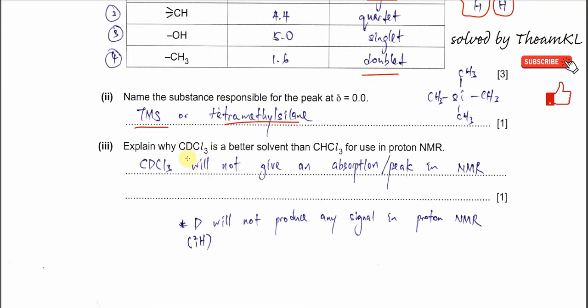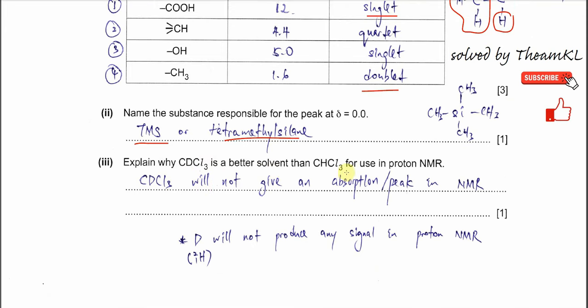Part 3. Explain why CDCl3 is a better solvent than CHCl3 in proton NMR. Because in CHCl3 there is a proton, and this proton will produce signals if you use it. Then it forms extra signals which will make the proton NMR more complicated. So therefore we use solvents with deuterium. This deuterium will not produce any signals in proton NMR, because we say that this deuterium has no extra spin to form the signal. So it's very easy and straightforward. CDCl3 will not give absorption or peak in this NMR. That's why we use it.